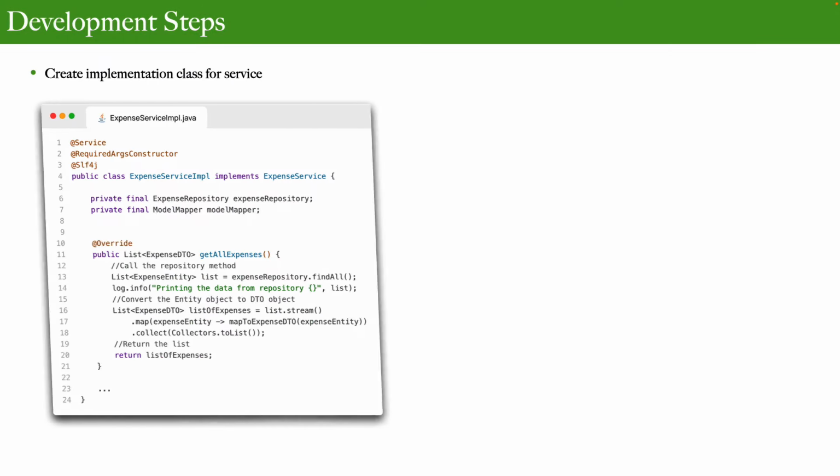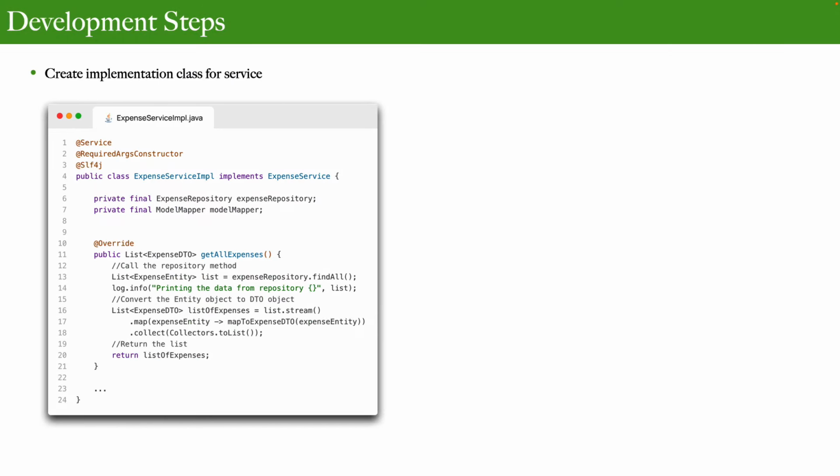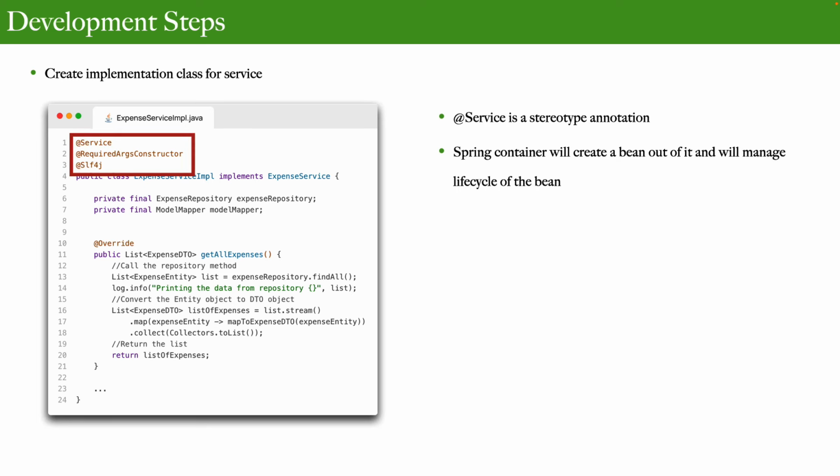The next step is to create the implementation class for the service. We will create an implementation class, ExpenseServiceImplementation, and implement the interface, which is ExpenseService. We add the @Service annotation, the @RequiredArgsConstructor annotation for dependency injection, and the @Slf4j annotation for logging purposes.